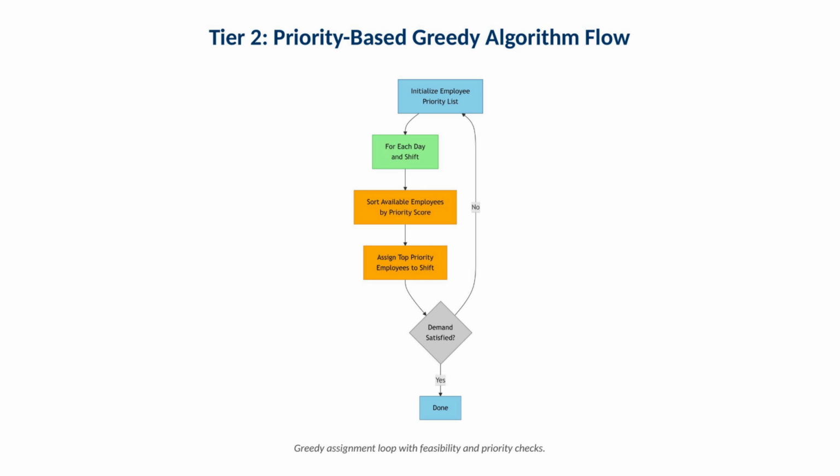This flow shows the loop. Consider the current day and shift, compute priorities for available employees, select the best candidates, check feasibility with respect to constraints, assign employees until demand is satisfied, and then move forward.